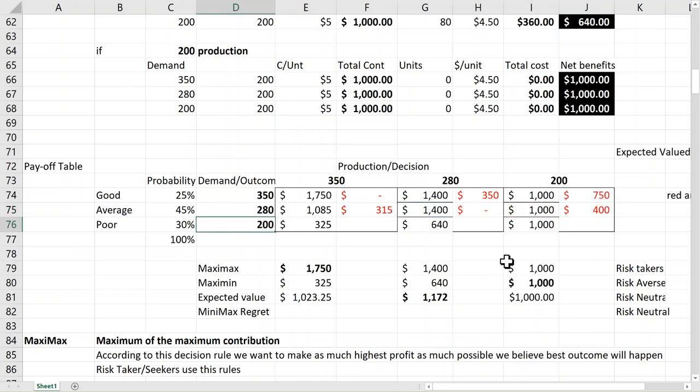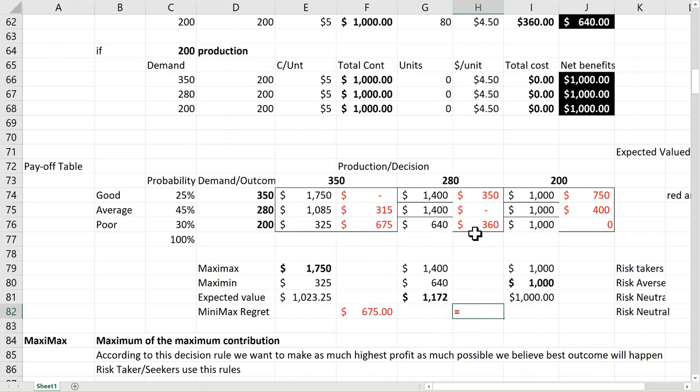What if the outcome is 200? Where will we be happy? We'll be happy here. So at 280, we will regret. We will wish that we had made 360 more, and here we will wish that we had made 675 more. So the highest regret here, if we decide on 350, is 675.